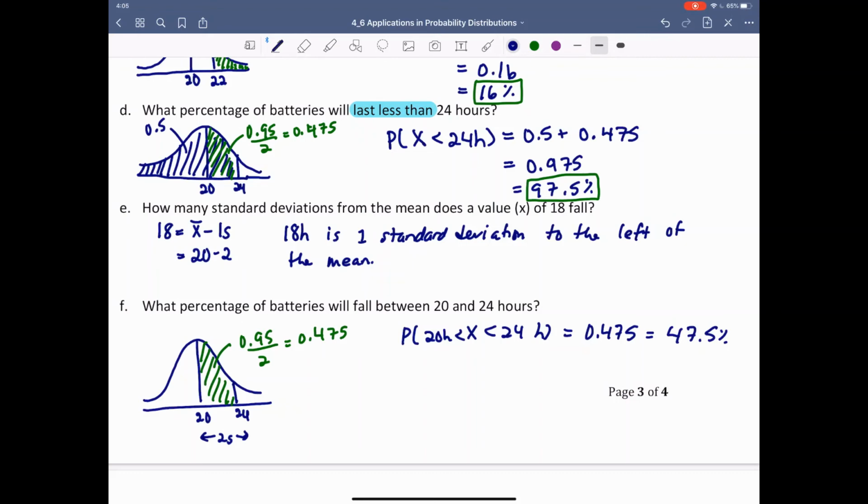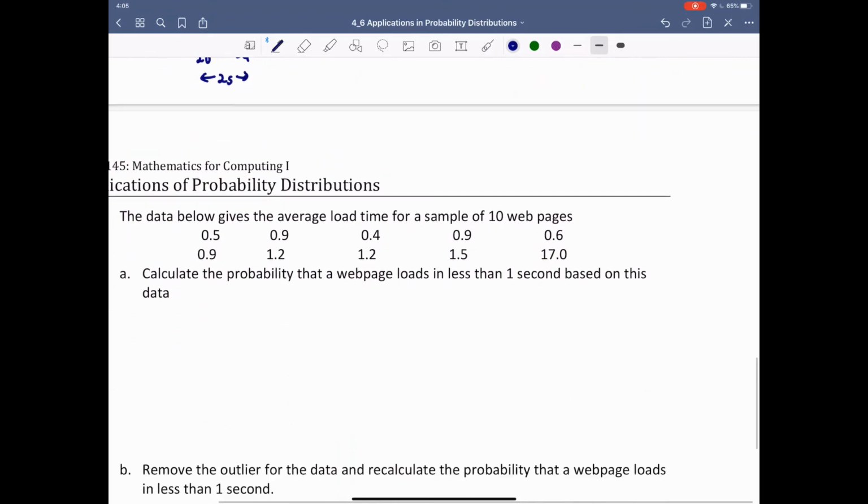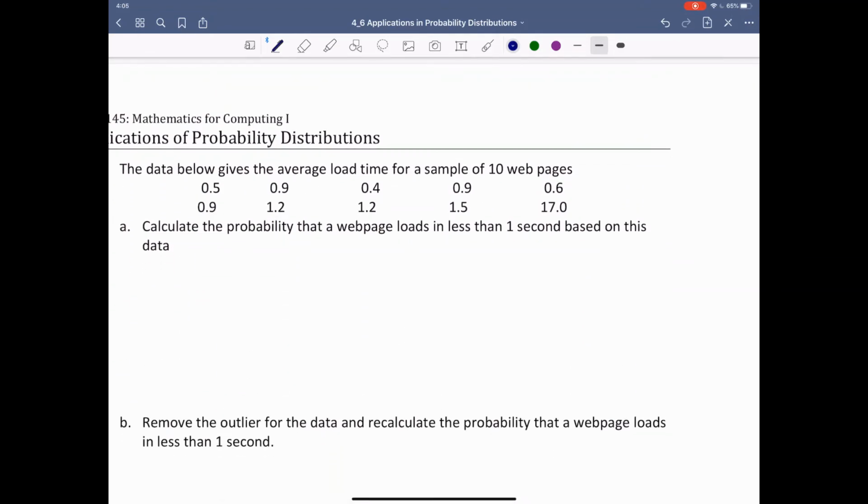Okay. And in the last couple questions, given data below, it gives the average load time for a sample of 10 web pages. We want to calculate the probability the web page loads in less than 1 second based on this data. And then in part B, we're going to do something else.